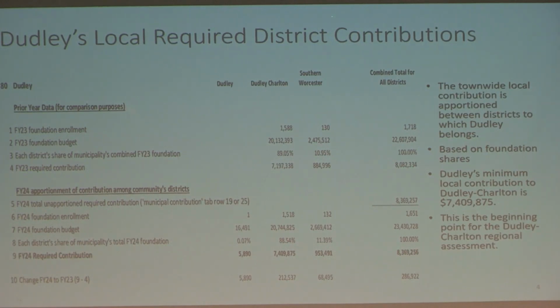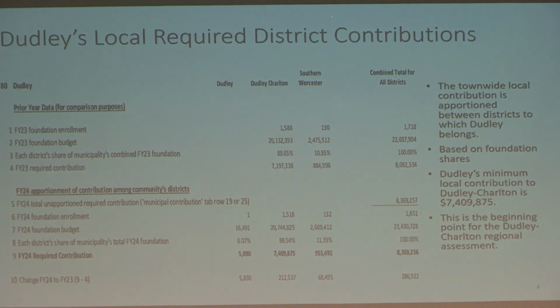So the way that the required district contribution is calculated, it's based on foundation shares. Really, it's based on each district's foundation budget, which is on line 7 there, and the shares are determined right below that on line 8, ultimately leading to the required district contribution on line 9. As mentioned in one of the bullet points to the right, Dudley's minimum local contribution to Dudley Charlton is $7.4-ish million. And I don't think I mentioned this yet, but these are FY24 preliminary numbers.